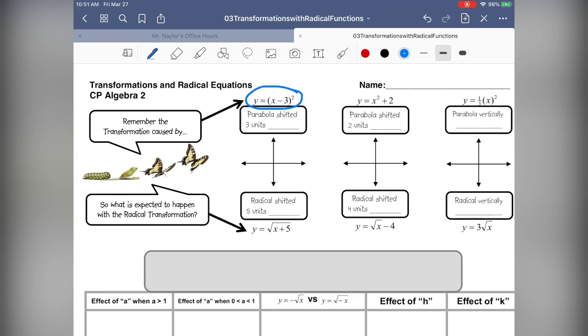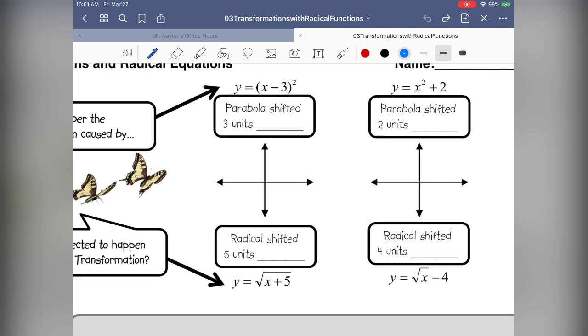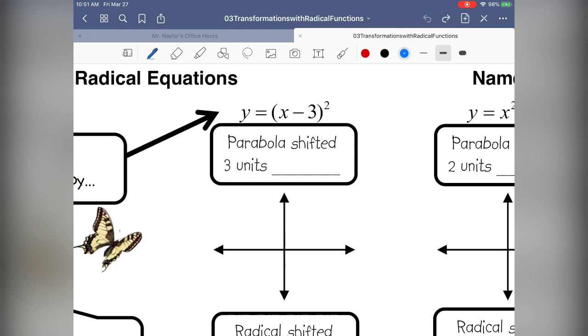So here's a parabola. y equals (x minus 3) squared. Now remember, if you have a number on the inside, that's always going to be a shift horizontally. Specifically, if there's a subtraction sign, like subtraction of 3, that means we would have shifted 3 units to the right. It's very easy to graph a parabola that was shifted 3 units to the right. You mark your vertex, and you draw a parabola. And so we just graph that equation by using transformations.